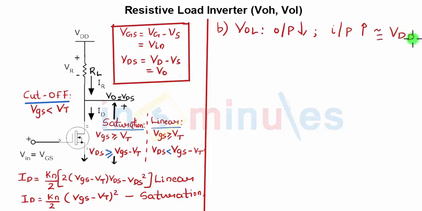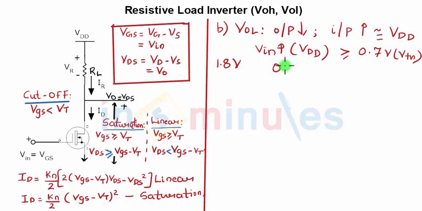Let's identify the region of operation for my NMOS transistor if input is high and output is low. So input high equal to VDD, which is, say, the value of VDD is 1.8 volts. This will surely be greater than or equal to 0.7 volts, which is nothing but my threshold voltage. So now my transistor is on.